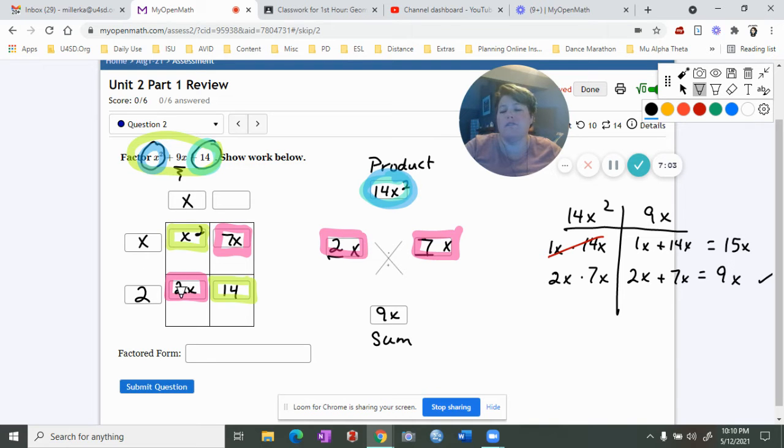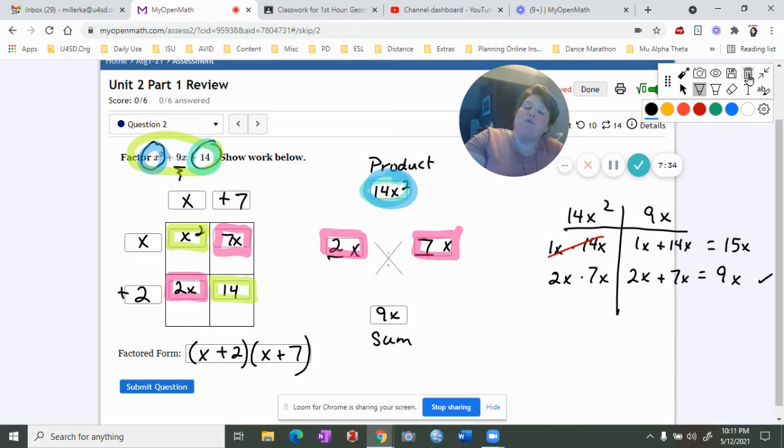2 times x is 2x. All right, that works. 2 times what is 14? Well, 2 times 7, right? So that's a positive 7 and a positive 7 because all my numbers are positive. So my factored form is the left side times the top. X plus 2 in parentheses times x plus 7 in parentheses. Okay, that's my factored form.